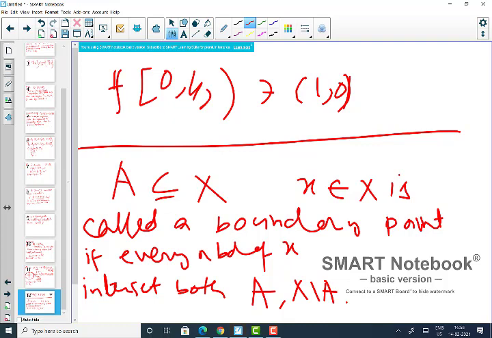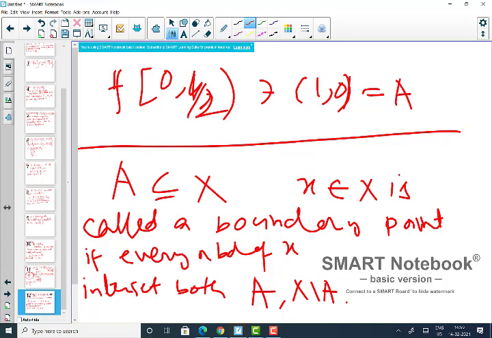So if you understand the closure, then this is nothing but the common points of the closure of A and the closure of X minus A. That's why it intersects both. So these points, 0 and 1, which I wrote as A, are inside the image of the set from 1 to 1 by 2, but this is a boundary point.